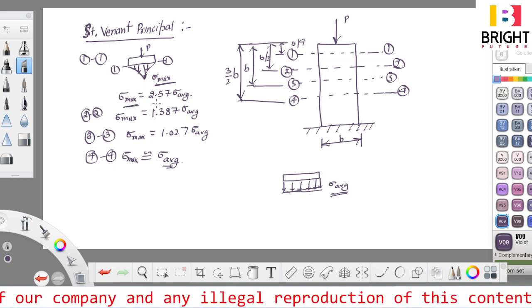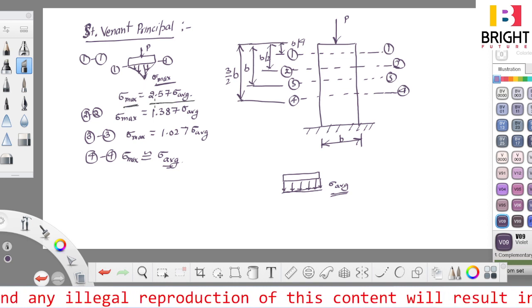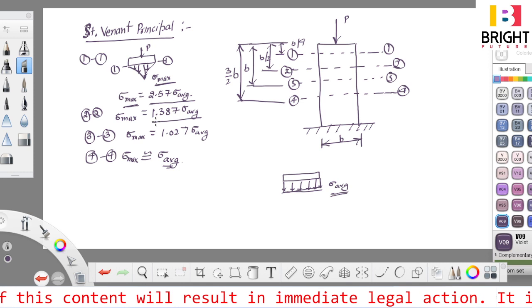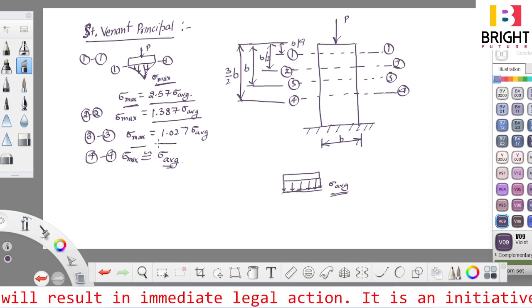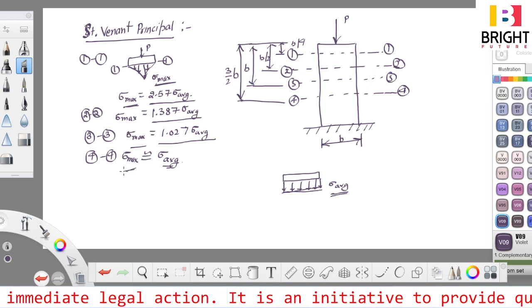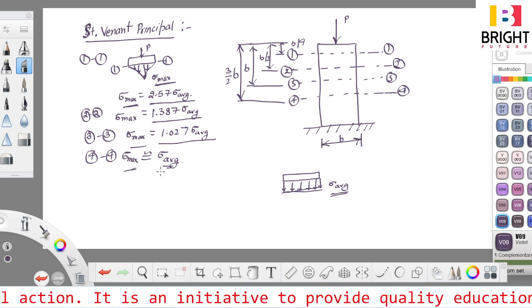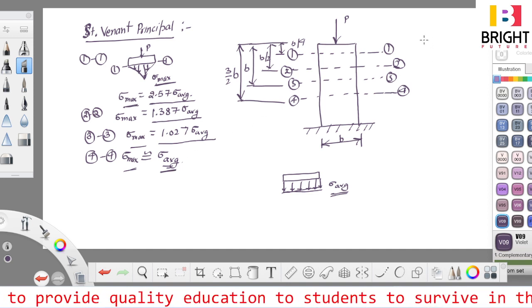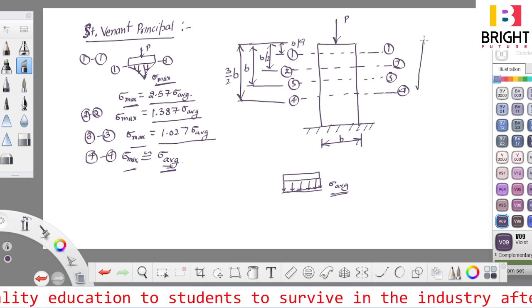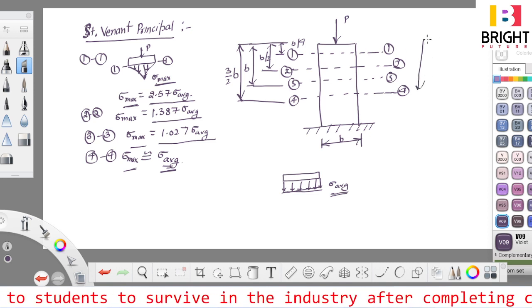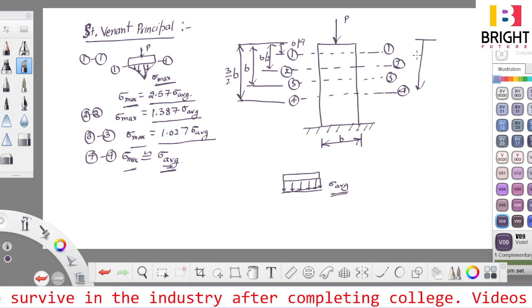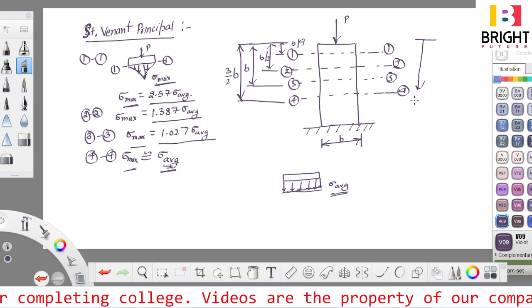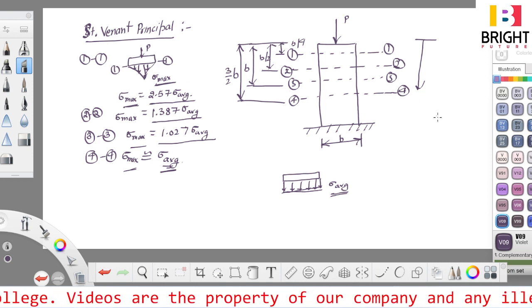Sigma max is equal to 2.57 times sigma average at section 1-1. At section 2-2, sigma max is 1.387 times sigma average. At section 3-3, sigma max is 1.027 times sigma average, and at section 4-4, sigma max is almost equal to sigma average. So the actual uniformity in stress comes after this much distance from the end point. This principle is given by Saint Venant.